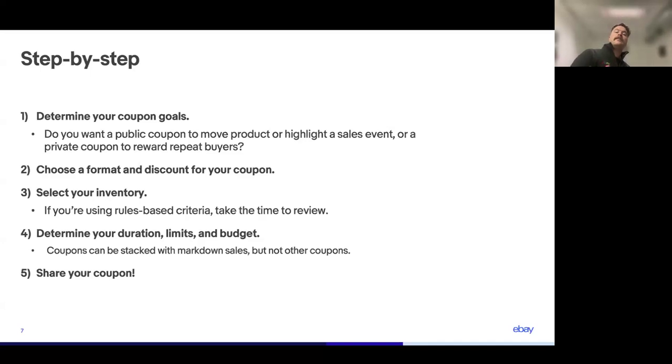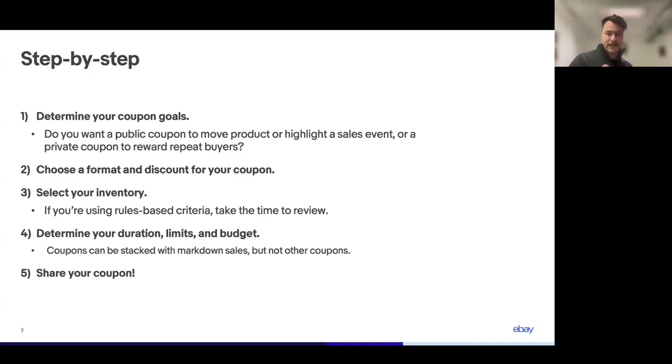Based on that, you're going to choose the format, the type of coupon, and the discount size, scale, all of the criteria for your coupon. You're going to select your inventory for that coupon. We'll walk through rules-based versus manually entering the inventory that's going to be eligible for your coupon. And then your duration, your limits, your budget. Those are mostly crucial, especially for those public events.